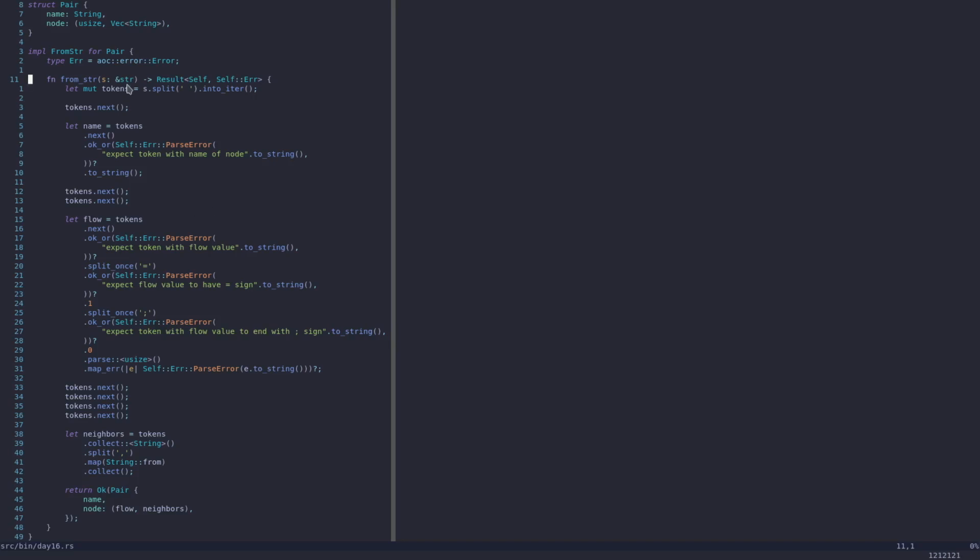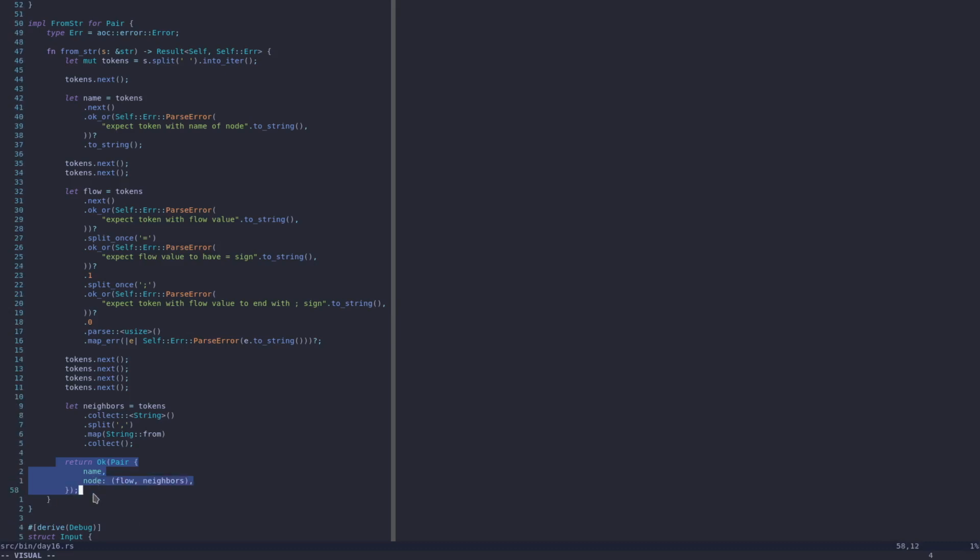Basically I represented each chamber as a pair with two fields. One will be the name and the other one will be the data that it contains, basically the flow and the neighbors. Then to parse a single line of the input, it looks pretty ugly, but I just split the string by space and then searched for the name of the chamber. Then I got the flow as a usize, and then I split the numbers by comma, and built the vec and then returned the pair.